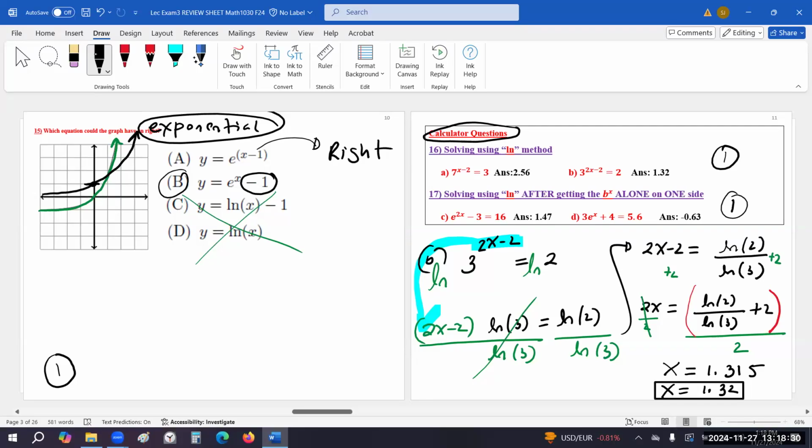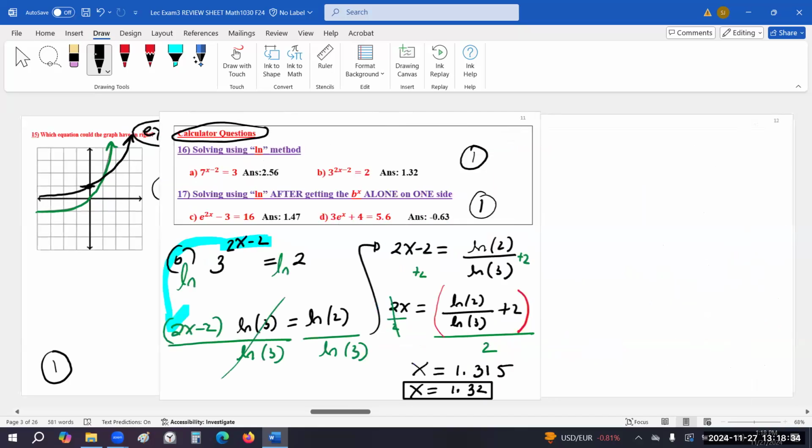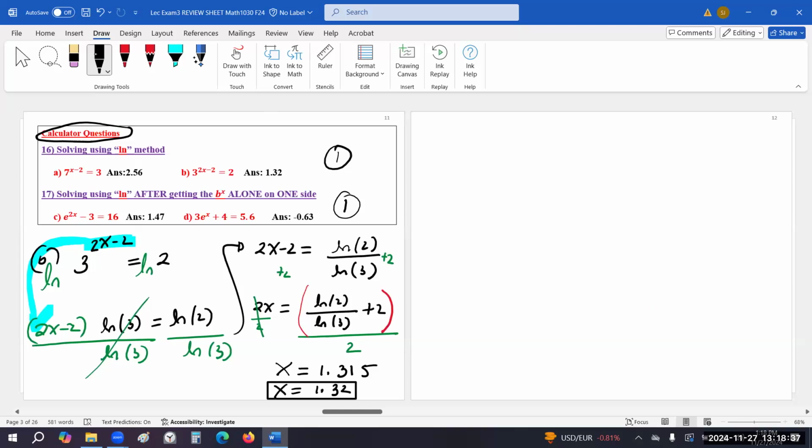Question? Now one from 17. Anyone is fine. Let's do D. It looks harder. 3e^x + 4 = 5.6. So this is the last step of exponential, when we have so many extra things with the exponential. And this exponential has a specific base e.